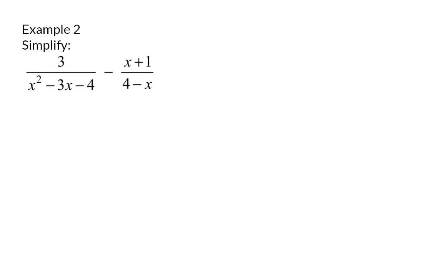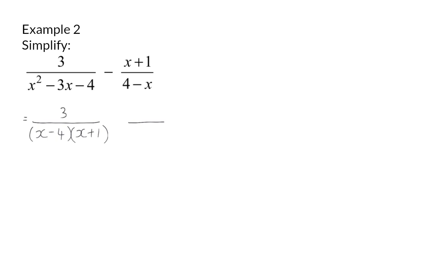Example 2. Simplify. Here we need to subtract two fractions, and for that we need to start off determining whether the denominators have already been broken up into factors. The denominator of the first term is a trinomial that can be factorized further. And if you have a look at the denominator of the second term, the 4 minus x is very similar to one of the factors of our first fraction.